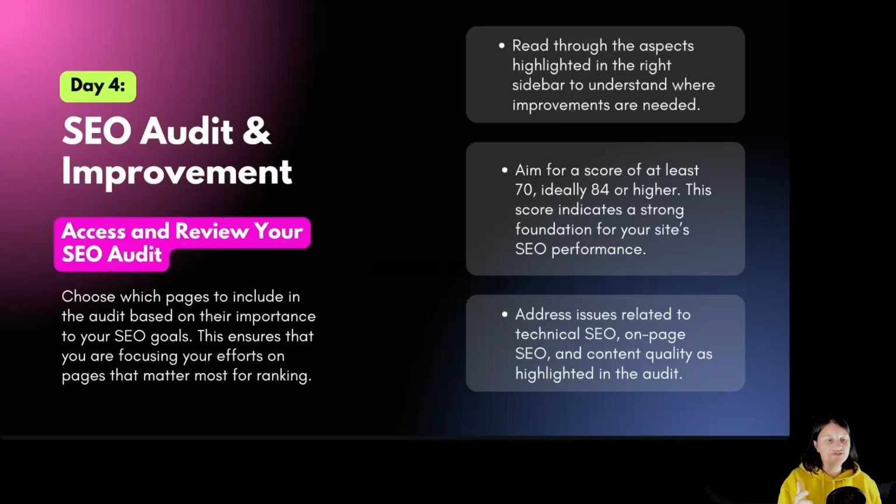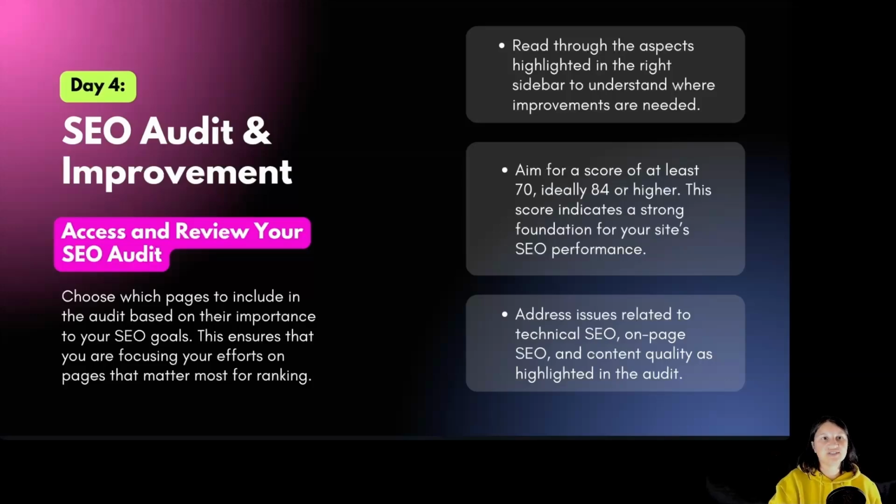For day 4, we have to do an SEO audit and improvement. We have to access and review your SEO audit. Choose which pages to include in the audit based on their importance to your SEO goals. This ensures that you are focusing your efforts on pages that matter most for ranking. Read through the aspects highlighted in the right sidebar to understand where improvements are needed. Aim for a score of at least 70, ideally 84 or higher. This score indicates a strong foundation for your site's SEO performance. Address issues related to technical SEO, on-page SEO, and content quality as highlighted in the SEO audit.